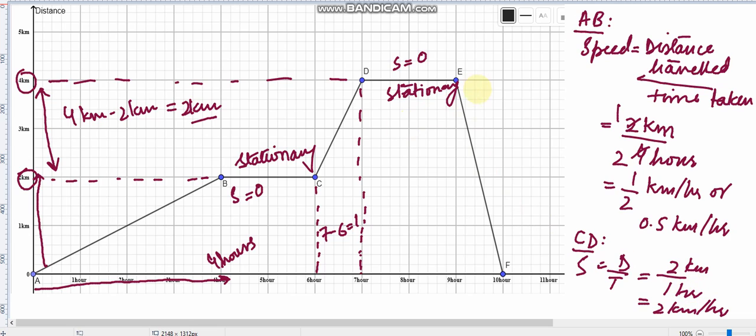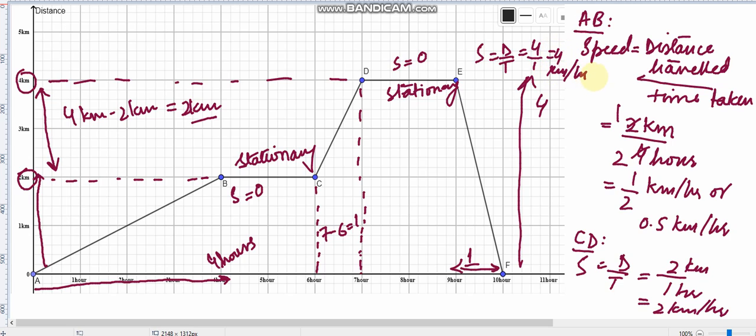So in a similar manner, you will calculate EF, and I hope now you people are clear for the speed calculation. You see that over here, the distance covered is 4 and the time taken is 1 hour. So if I just roughly say distance upon time, so distance is 4 and time taken 1 hour, so your speed is 4 kilometers per hour. See, it was that easy. I hope you have revised.